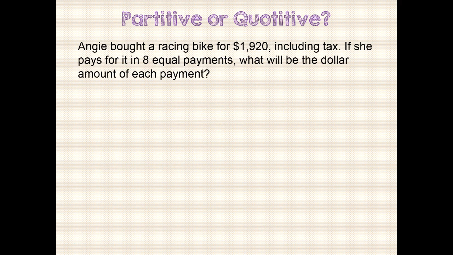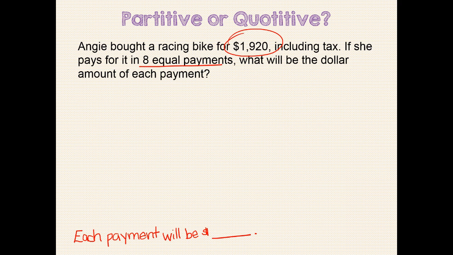Here's a much simpler part-whole problem. Angie bought a racing bike for $1,920 including tax. If she pays for it in 8 equal payments, what will be the dollar amount of each payment? Since we need to find out how much each payment will be, our sentence statement can be, each payment will be blank dollars. When rereading the problem, we identify the important information we need to solve the problem. This problem is partitive because we know the number of groups, 8, and we need to find out how much is in each group, or how much each payment will be.